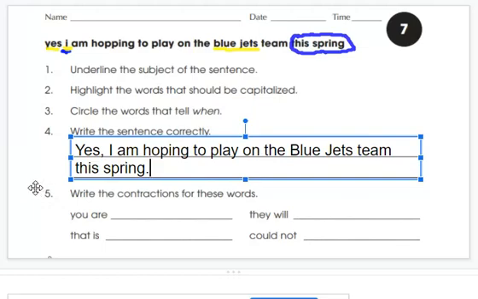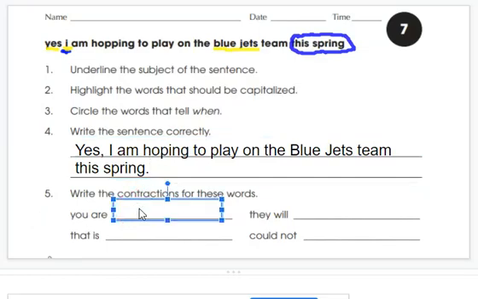Let's go ahead and go on to number 5. Write the contractions for these words. Well, what is a contraction? A contraction is where you take 2 words and you make it into one by using apostrophes. So instead of you are, you're going to say you're. And how you spell you're, because there are actually 2 ways to spell your, but this one is you are, so it's Y-O-U apostrophe R-E.